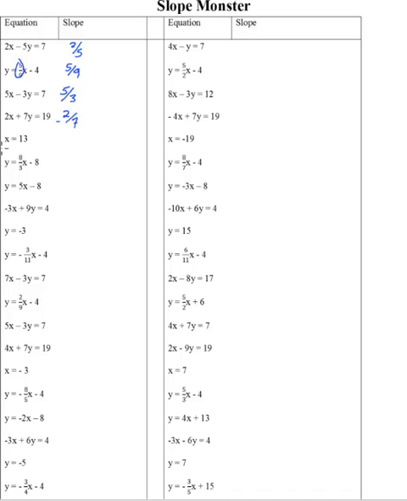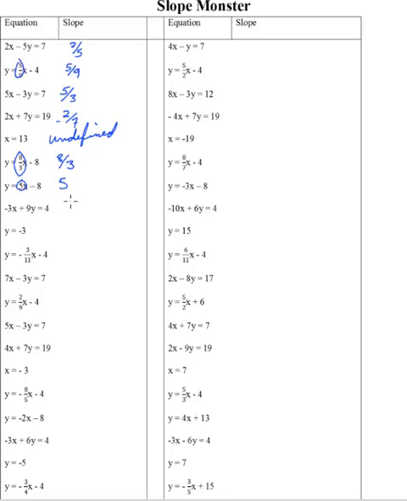This is x by itself, which means we're over where x is 13 and y runs amok. This is undefined. Y equals 8/3 x minus 8. Y is by itself, so the slope is right in front of x. That's 8/3. Y is by itself here, so the slope is right in front of x.